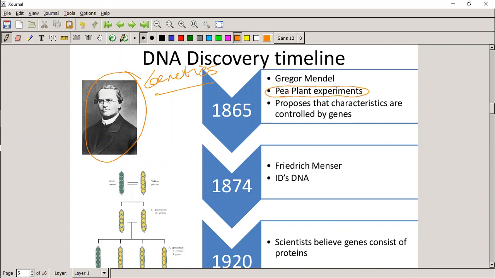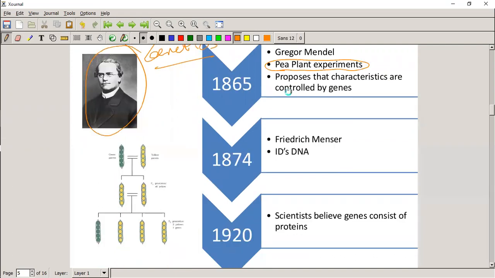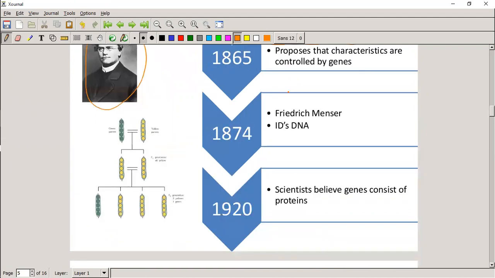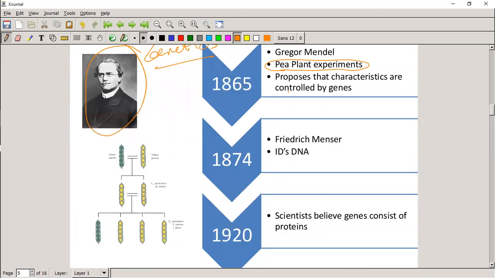Being a monk means he had too much time on his hands, so he did a bit of gardening. And he worked specifically with pea plants. When he worked with pea plants, what he discovered is there are certain features that get carried on from one generation to the next. He specifically worked with features that could either go the one way or the other way. For example, over here we see some yellow peas and some green peas.